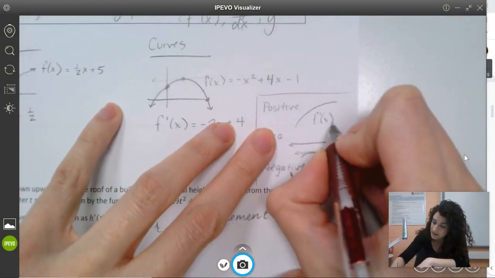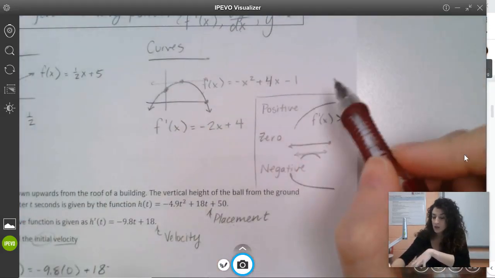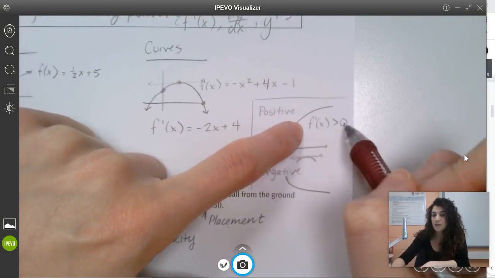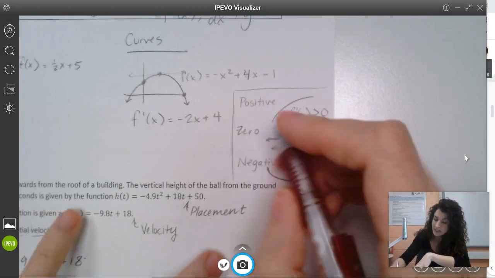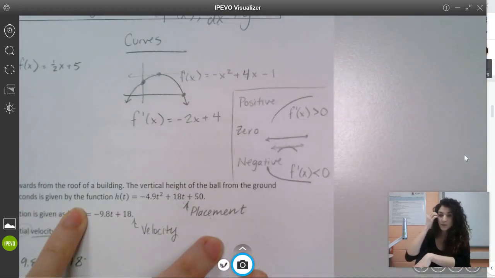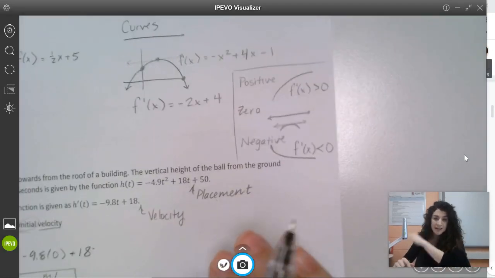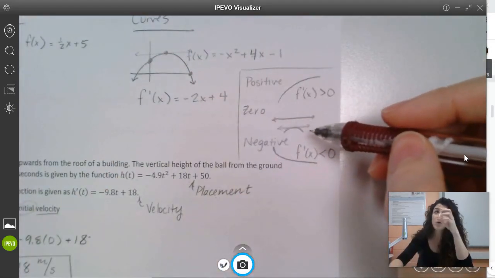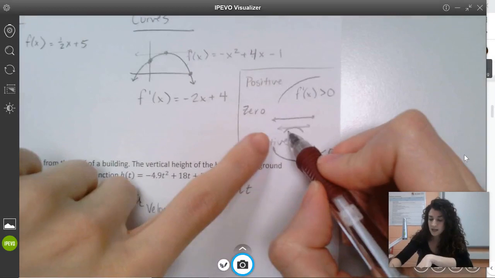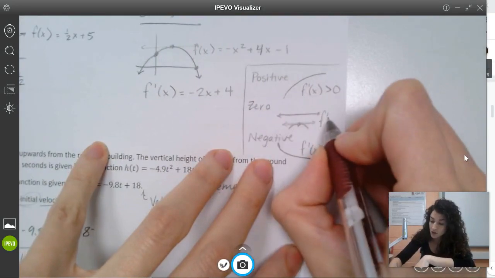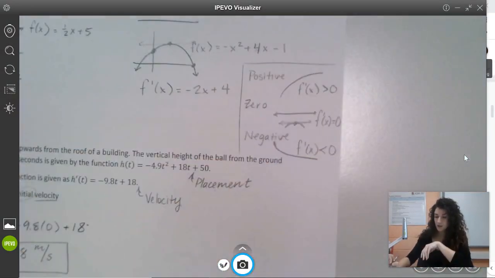Your f prime of x has to be greater than 0. So your original function is increasing when your derivative is greater than 0. Your original function is decreasing when the derivative is less than 0. When the derivative function is less than 0, that's when your original function has a negative slope. Your original function has a slope of 0, in other words, a change of behavior, a relative maximum or relative minimum, when the derivative function is equal to 0.